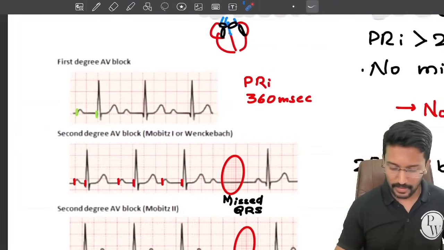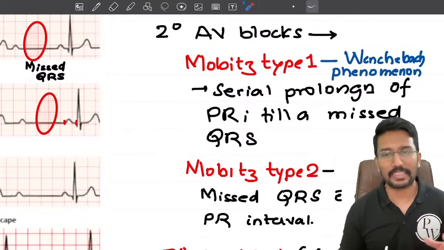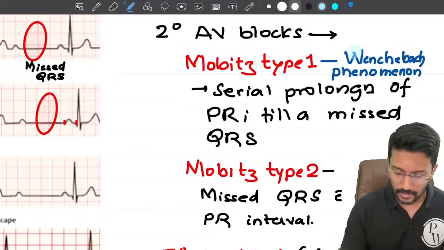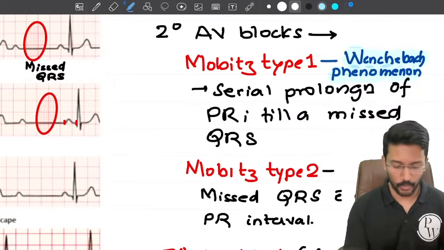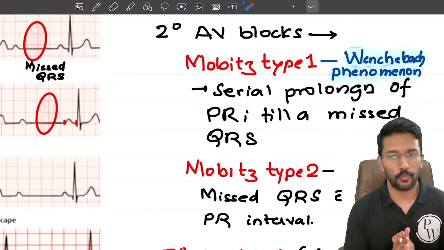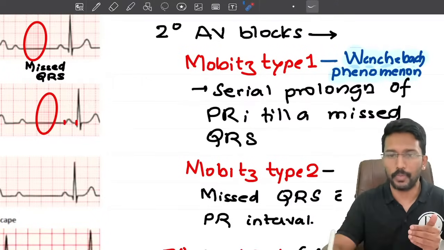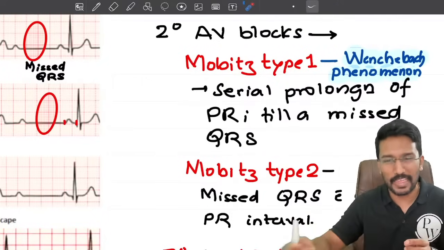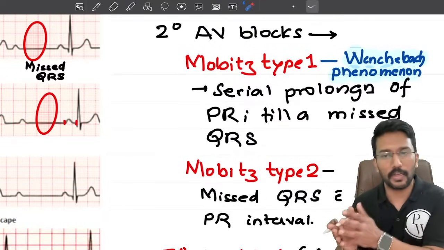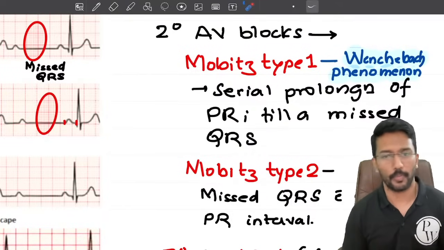Now the second degree AV blocks are further divided into 2 types. Mobitz type 1, which is also called the Wenckebach phenomenon, and Mobitz type 2. Now in Mobitz type 1, the PR interval keeps prolonging with every beat. From this beat to the next beat, the PR interval will be bigger. The next beat, it will be even bigger. This prolongation will continue till one QRS disappears, right? That is your Mobitz type 1.